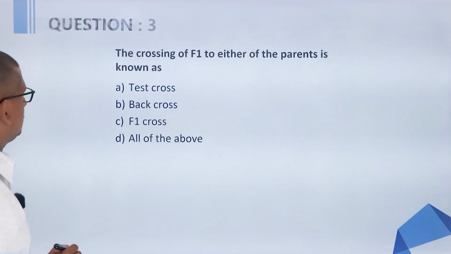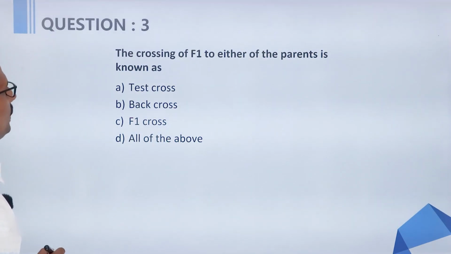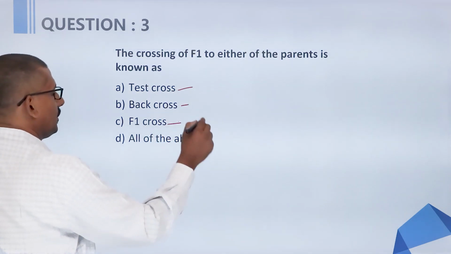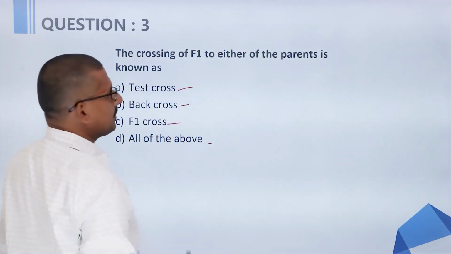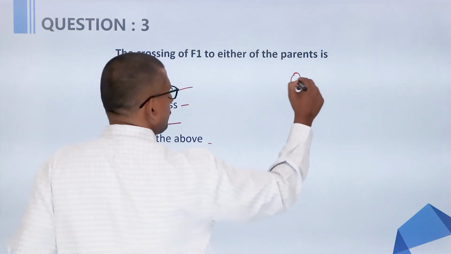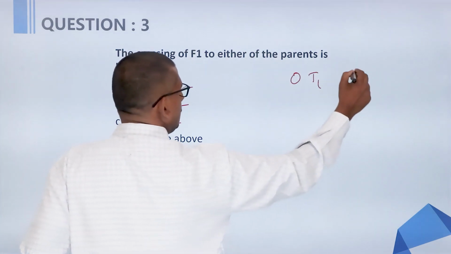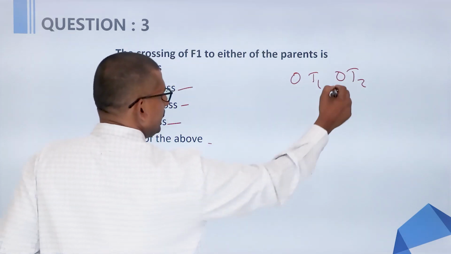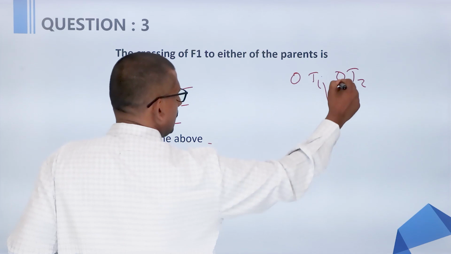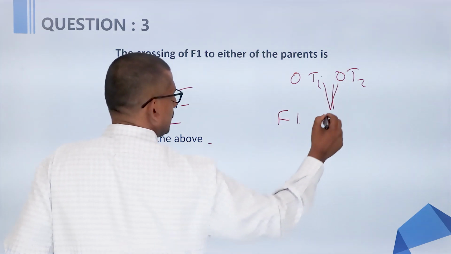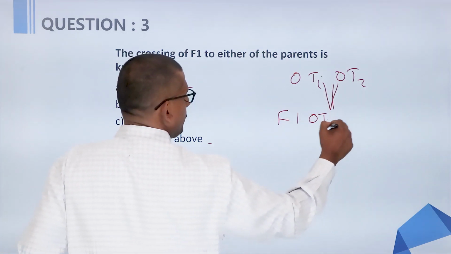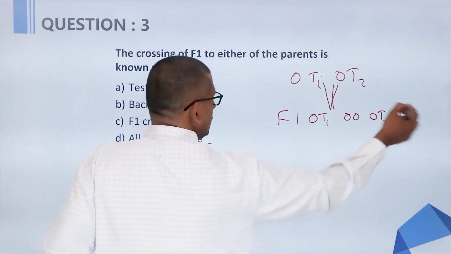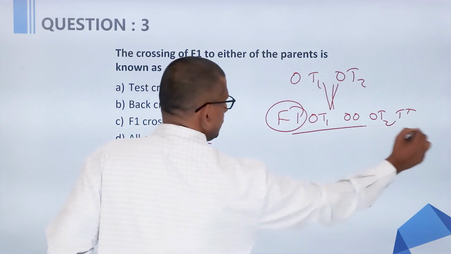So third question: the crossing of F1 to either of the parent is known as test cross, back cross, F1 cross, all the above. So nammal crossing padichirund adayathu parent um ipo nammal T1 um T2 aanu parent nu. So ivarude first generation ivaru nammalla cross il undaya first generation e F1 generation nanu parana. So we have T1 and T2, that is the F1 generation. So first generation and other.